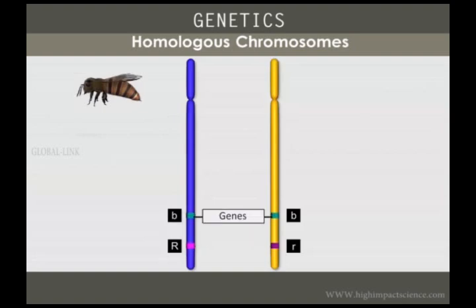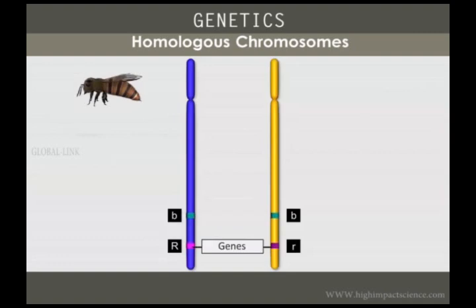The first pair of genes could, for instance, code for eye color, and both code specifically for blue eyes. So both are represented by the letter small b. They are the same and identical.